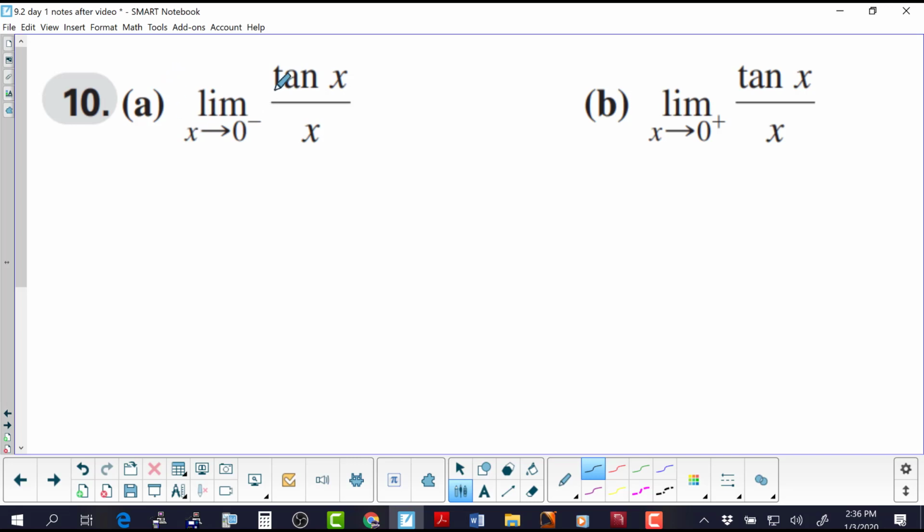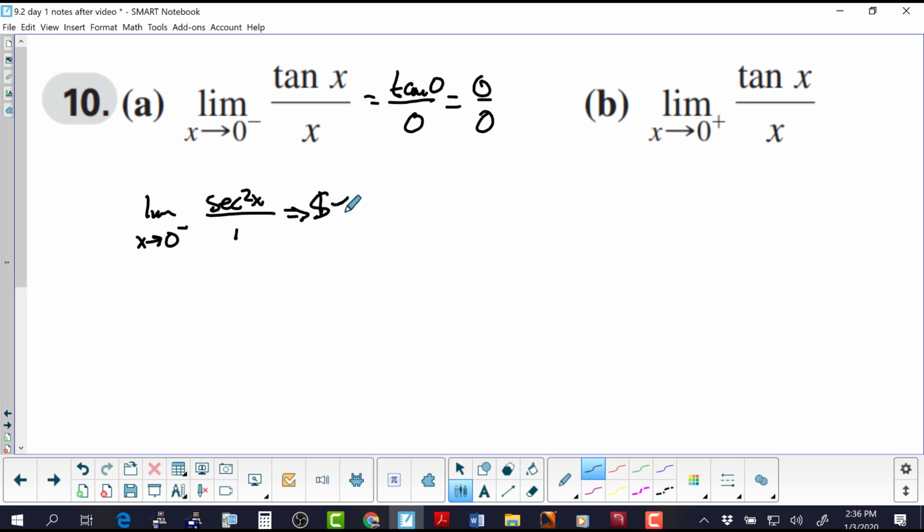Limit as x approaches 0 from the left. Well, the tangent of 0 is 0, and we have 0 in the denominator. So now we have the limit as x approaches 0 from the left of secant squared x over 1, because we're going to take the derivative. So I can actually plug in: secant squared of 0 is the reciprocal of cosine. Cosine at 0 is 1. So this ends up being 1 squared, which is 1.